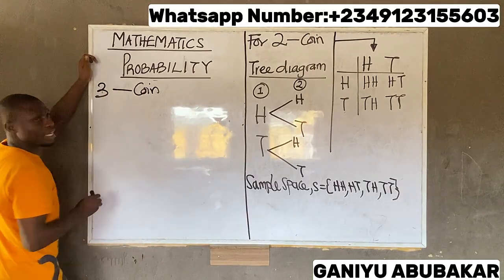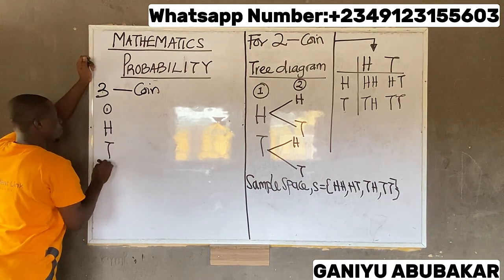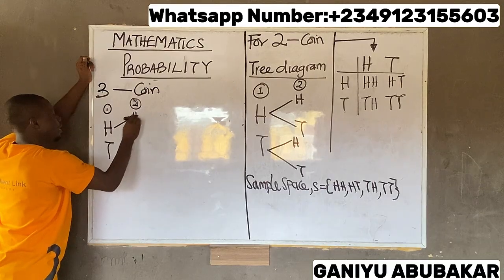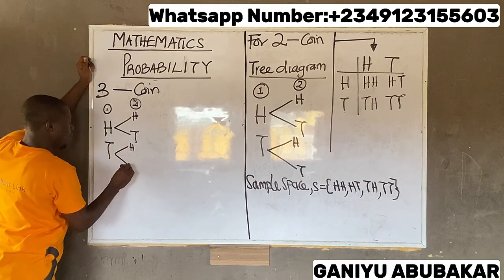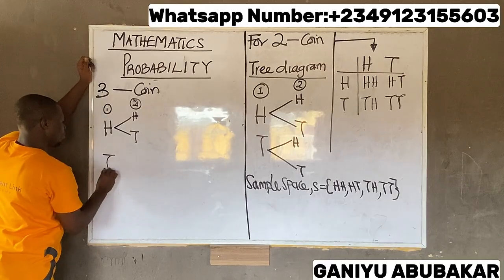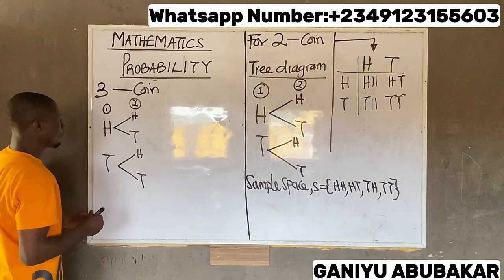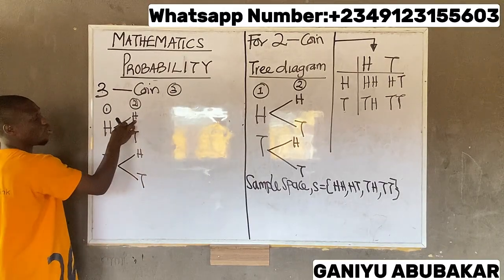Now for 3 coins, we said our first coin has head and tail. The second coin will have, we said this goes like this: head and tail, head and tail. Head and tail. This is for the second coin. Now for the third coin, it's simple: take this as 1 coin.